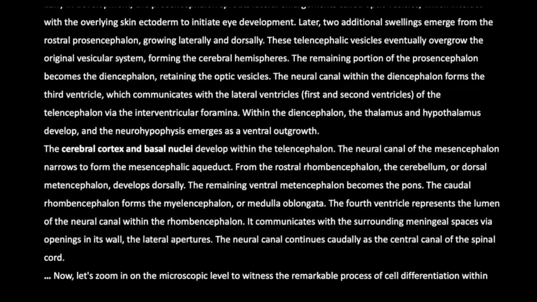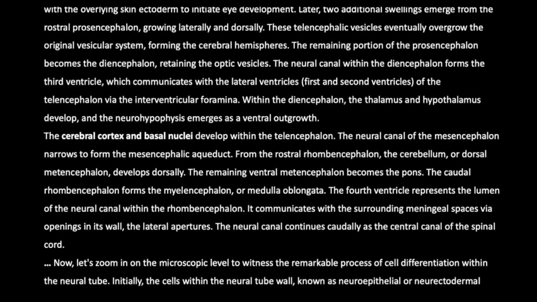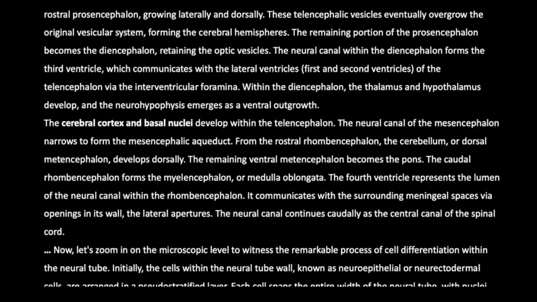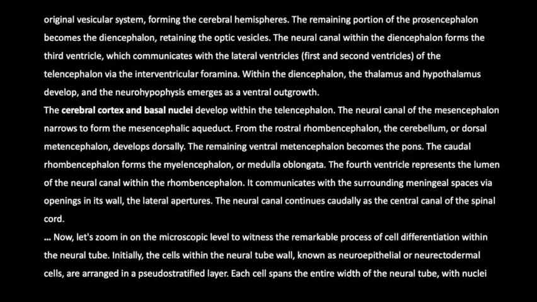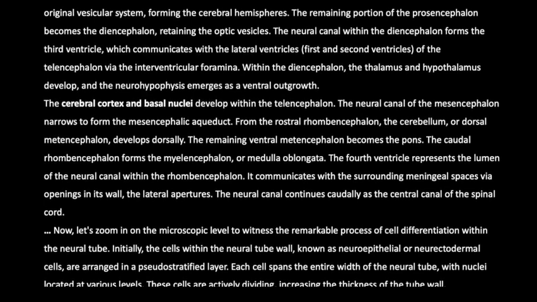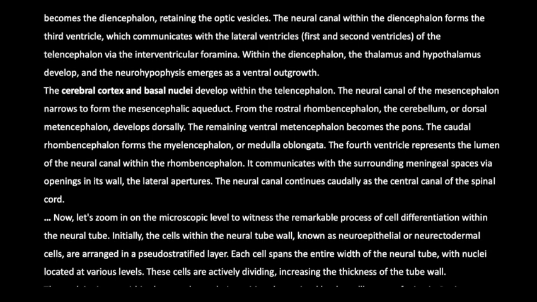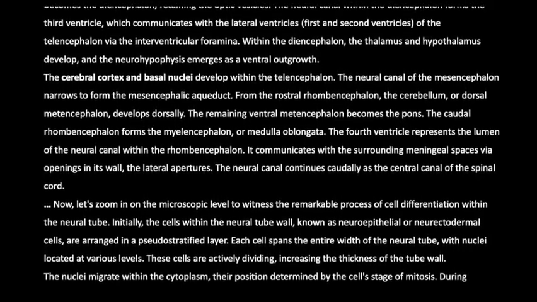Within the diencephalon, the thalamus and hypothalamus develop, and the neurohypophysis emerges as a ventral outgrowth. The cerebral cortex and basal nuclei develop within the telencephalon. The neural canal of the mesencephalon narrows to form the mesencephalic aqueduct. From the rostral rhombencephalon, the cerebellum, or dorsal metencephalon, develops dorsally. The remaining ventral metencephalon becomes the pons.